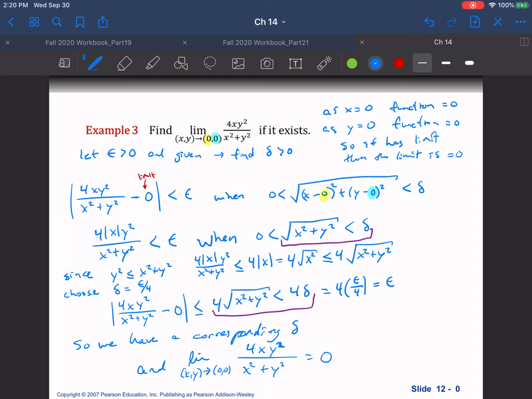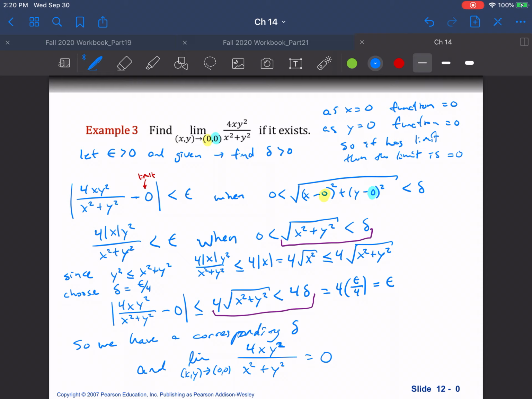So let's see if we have a limit. Let's go back to our limit definition. We're going to let epsilon be some number greater than 0, and it's given, so it's just some number we're picking. And we're going to find that corresponding delta that is greater than 0. If we can find the delta being greater than 0, then we know that we have a limit that exists.